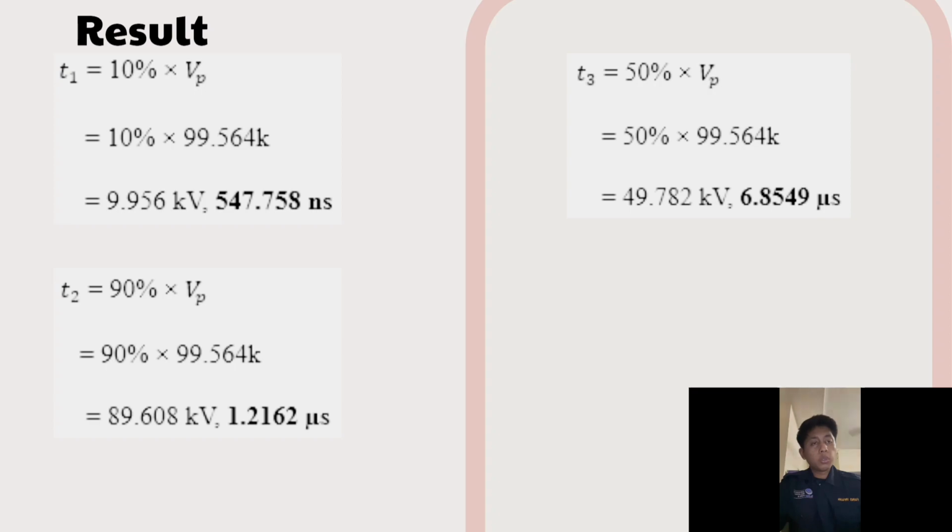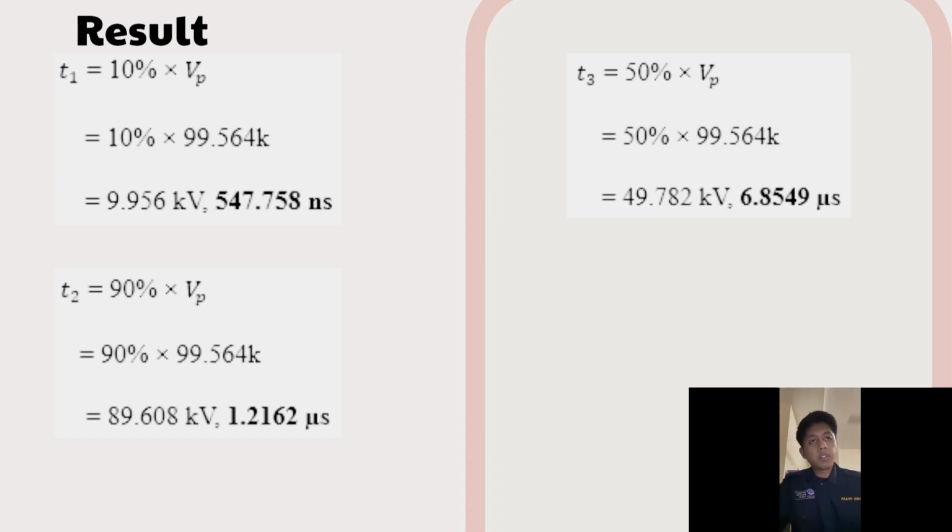So we move to T1, T2, T3. Basically this is the same formula. We just change the percent, which is 10% for the T1, 90% for the T2, and T3 is 50%. So for the V peak in this simulation, we got 99.564 kilovolt. And for T1, we got the answer is 9.956 kilovolts.